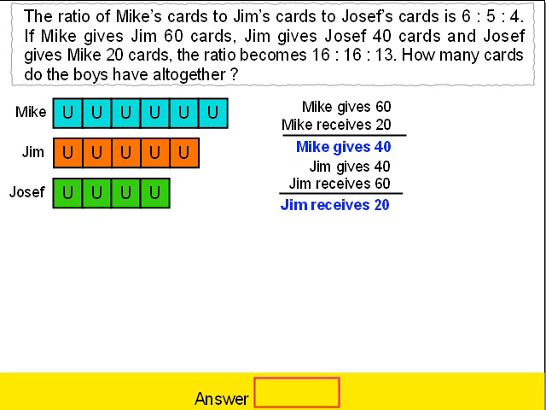And then Jim gives 40 to Joseph. Jim receives 60 from Mike. So Jim receives 20 in conclusion.